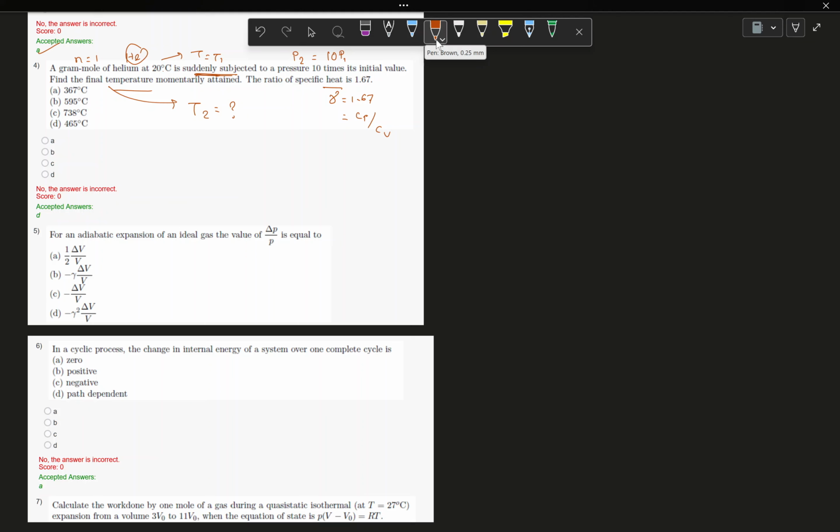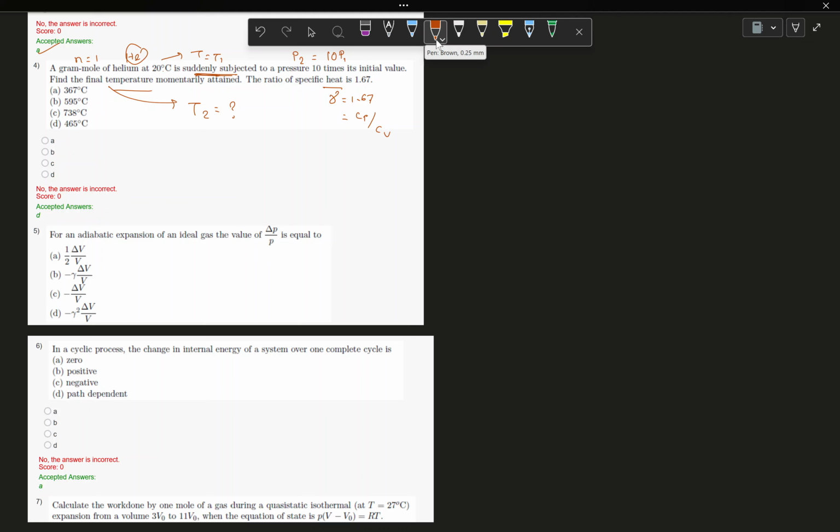Adiabatic processes are not about the speed, whether it has happened quickly or very slowly, that does not matter. The main condition is whether the process has restricted the heat exchange, that means dq equal to 0, then only you call it an adiabatic process. And this is where the gamma term becomes important, because then the equation becomes PV to the power gamma equal to constant, or some other relations between the main three quantities of temperature, volume and pressure, but it always involves the specific heat ratio, or gamma.